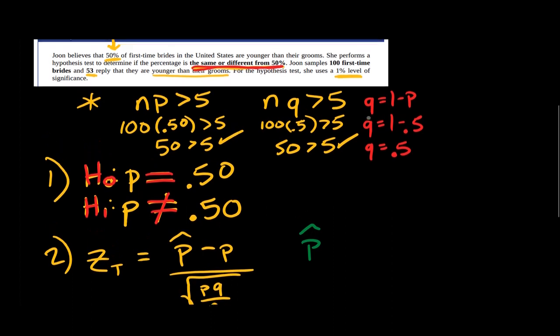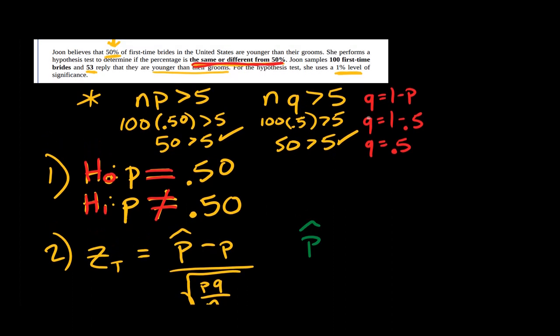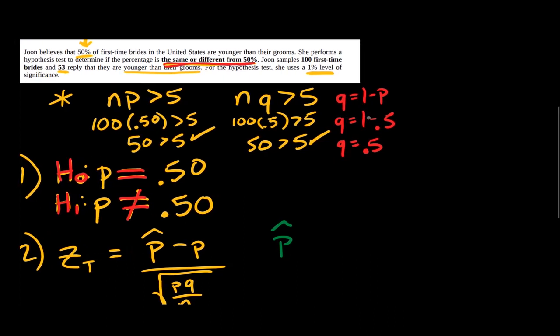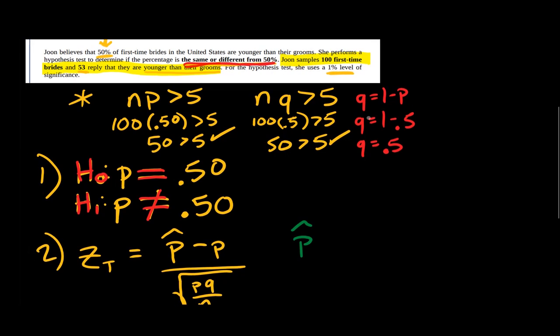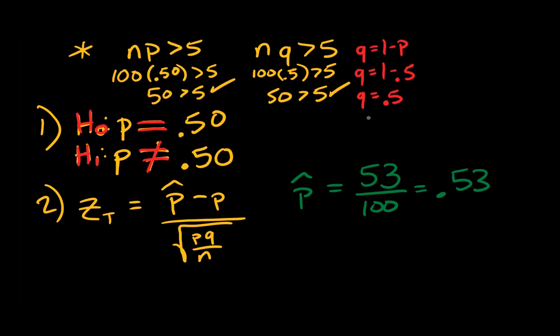Okay, so let's go back and read through the question. What is our sample proportion of brides that are younger than their grooms? Well, here's the sample. Joan samples 100 first-time brides, and 53 of them are younger than their grooms. So out of the 100, there's 53 that are younger than their grooms. So the sample proportion is 53 over that 100, or 0.53. Okay, so let me write this down here.